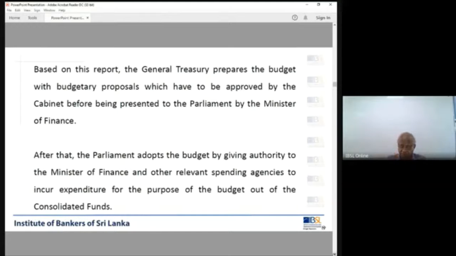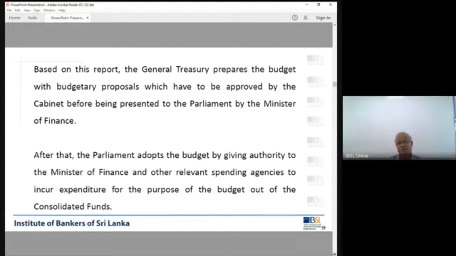Now, once it is approved, the Ministry of Finance issues regulations, revises the necessary tax policies and taxation, then asks the Inland Revenue Department to implement these policies, sticking to these new policies, collecting new revenue, the new proposals for the coming year. That's how we budget.